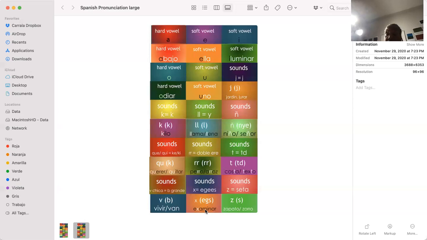Okay, now you're talking about the theta. The theta is the Z. It really has two pronunciations. In mostly all of Latin America, the theta is pronounced like an S. But in Spain, and I guess in parts of Europe where Spanish is spoken, the theta is pronounced like the TH, like I'm pronouncing it now. That's how I pronounce it. That's how I was taught to pronounce it, and it's really hard for me to get out of that habit.